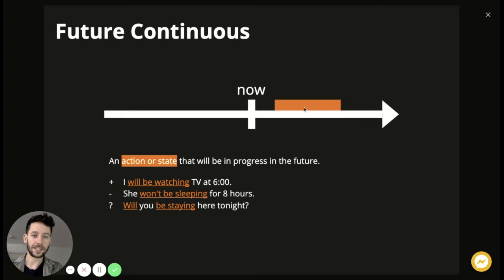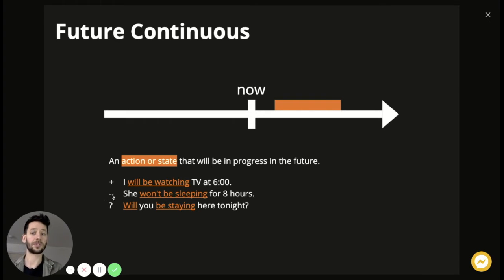So 6 o'clock is in the future, it's one point in the future, and the action that will be in progress at this time is I will be watching TV. Okay, at 6 o'clock, this is the action in progress. It's not a short action that happens for 1 second or 1 moment. It's a longer action in progress.